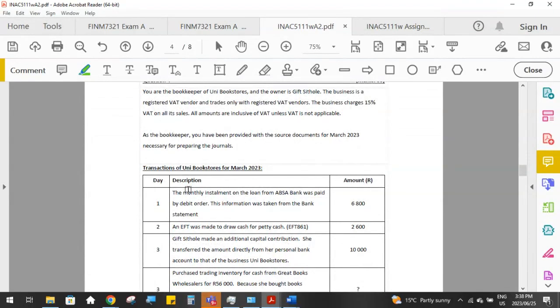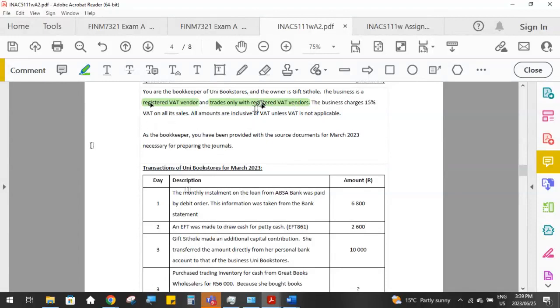Then in our question 4, you're the bookkeeper of Uni Bookstores and the owner is Gifts Atoli. The business is a registered VAT vendor. That's important to take note of, and it also trades only with other registered VAT vendors. So that immediately tells us that when Uni Bookstores make sales, they are obliged to add VAT on unless it's an export, in which case it's exempt. And if they purchase goods, there will be input VAT included on that purchase unless the goods they are purchasing are zero rated or exempt items.